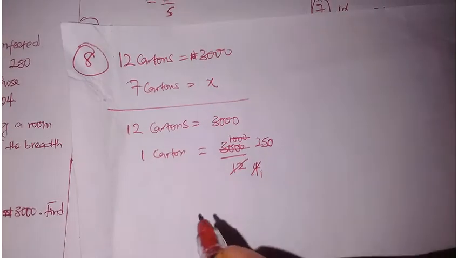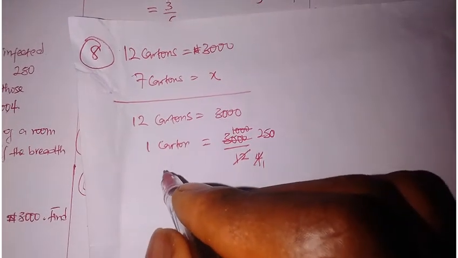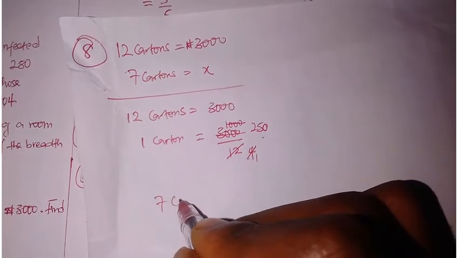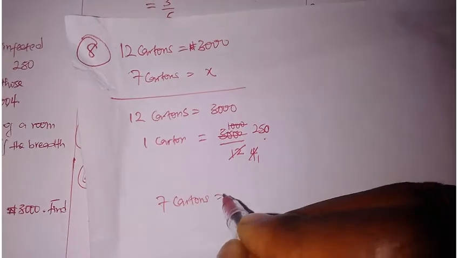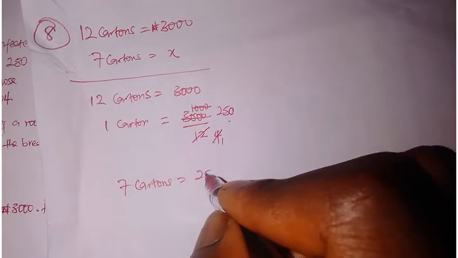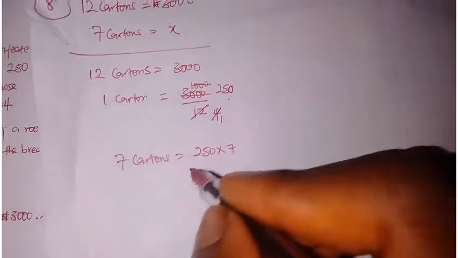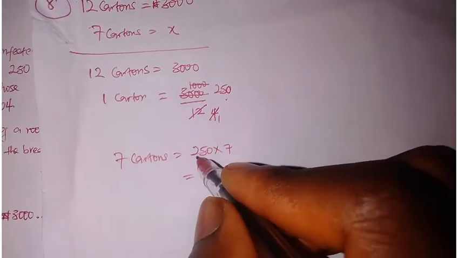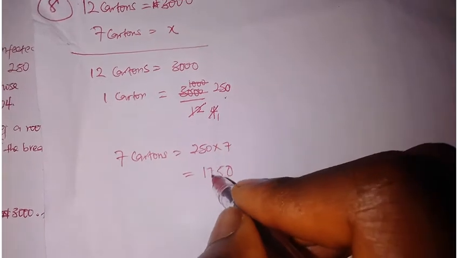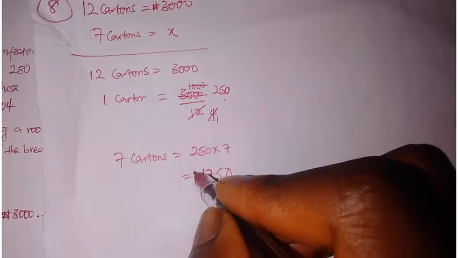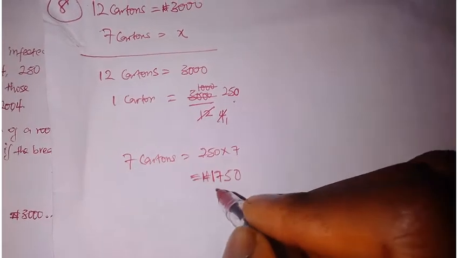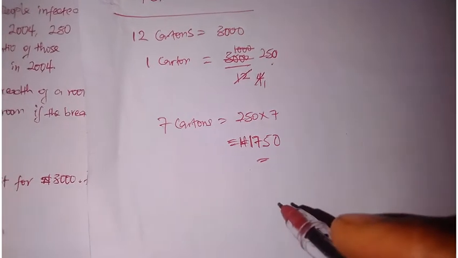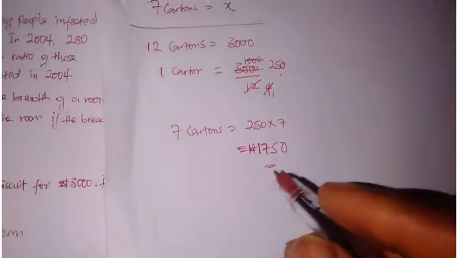Okay. So that's 1 carton. If 1 carton of a material is 250, 7 cartons now becomes 250 times 7, which leaves my answer to be 1,750 naira after multiplying. Okay, so that's the cost of 7 cartons of biscuits in that case.